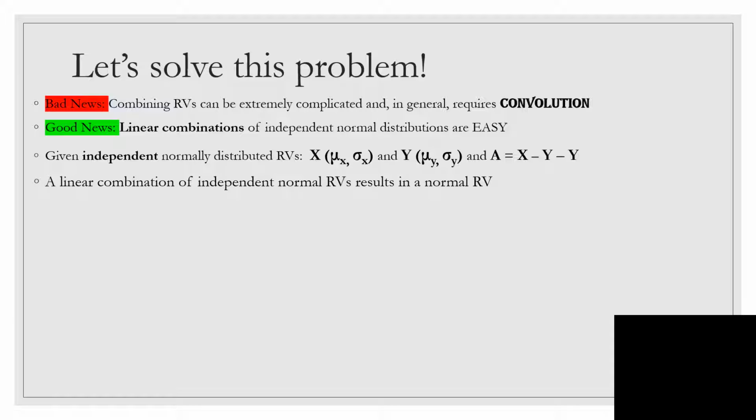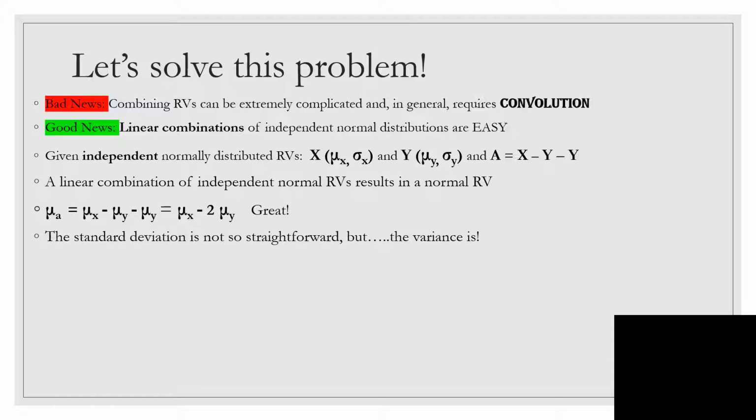Well, a linear combination of independent normal random variables always results in a normally distributed random variable. That's good. And look at this. Here's how you calculate the mean. The mean of A is nothing more than the mean of X minus the mean of Y minus the mean of Y, very much like our formula A equals X minus Y minus Y. Wonderful. The standard deviation is not so straightforward to calculate, but the variance is very simple.